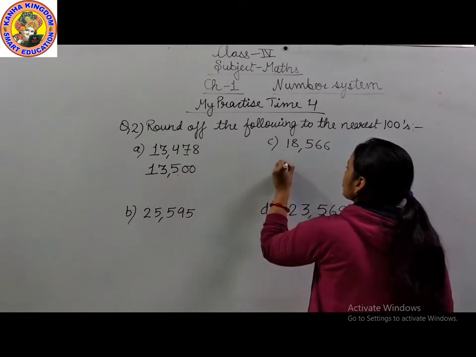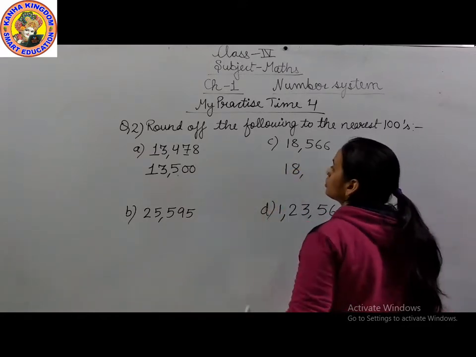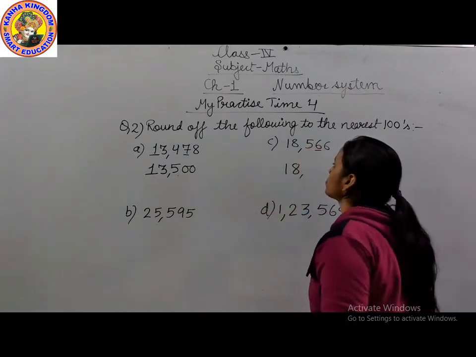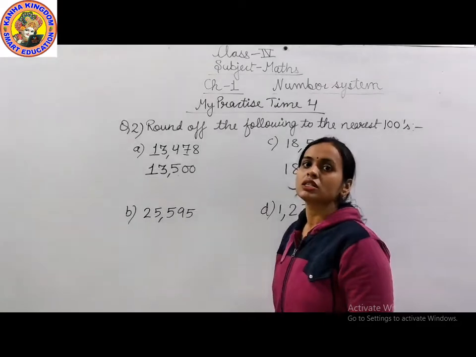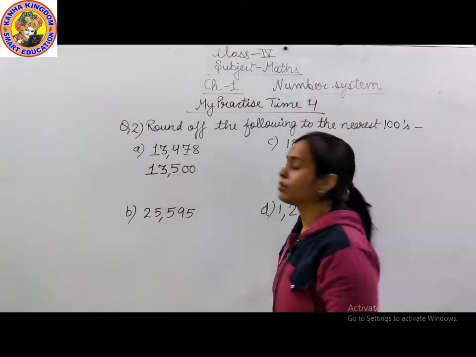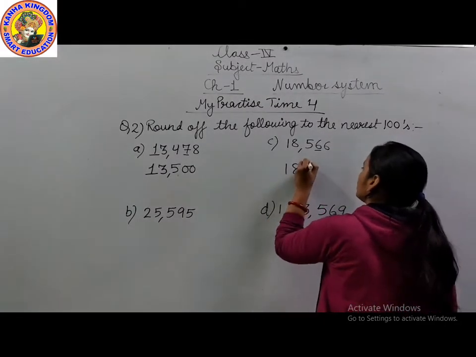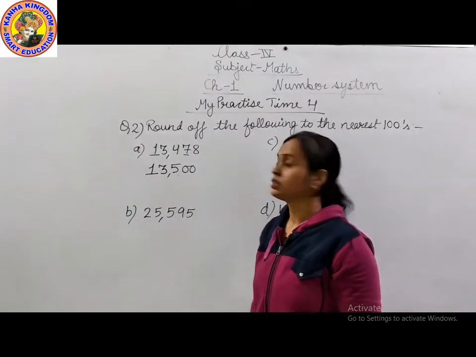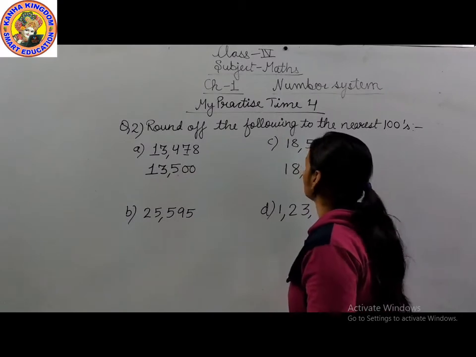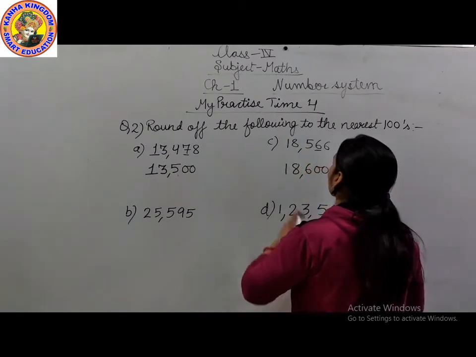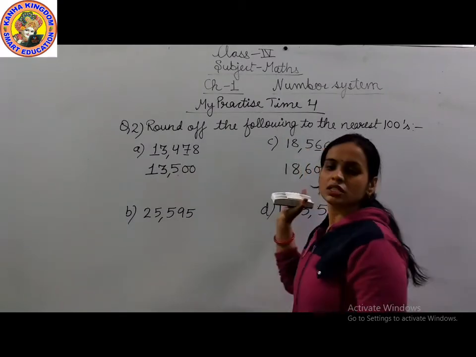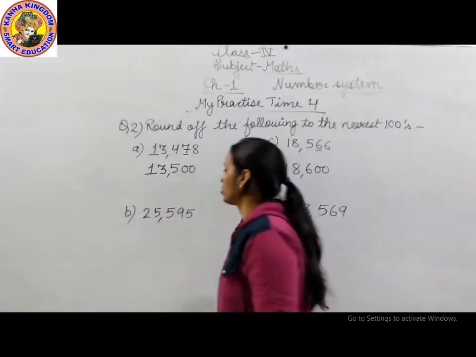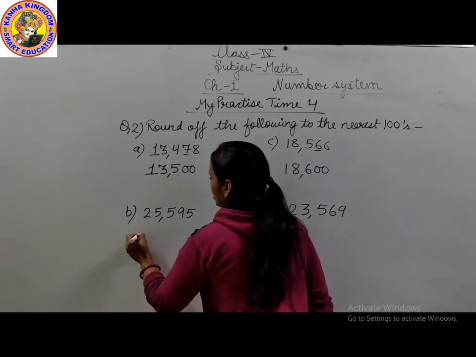18,566. So first we write 18,000. Now look at the digit at the tens place. 6. So 6 is greater than 5. So we write here 600. 18,600. Now we solve question B.